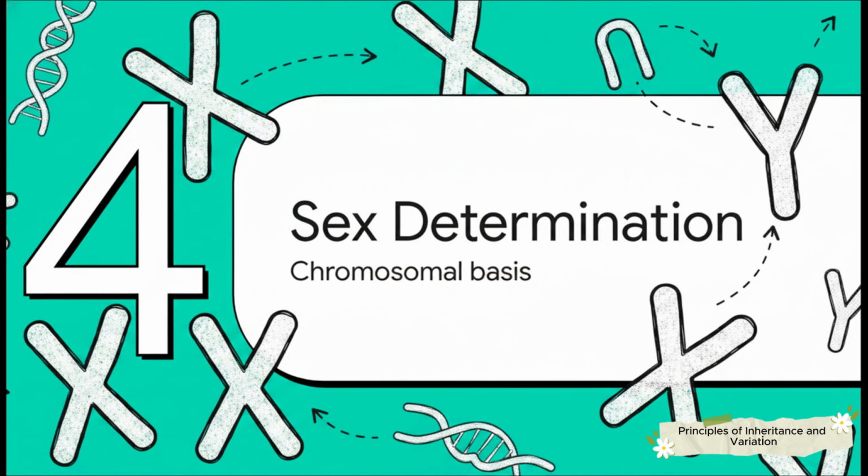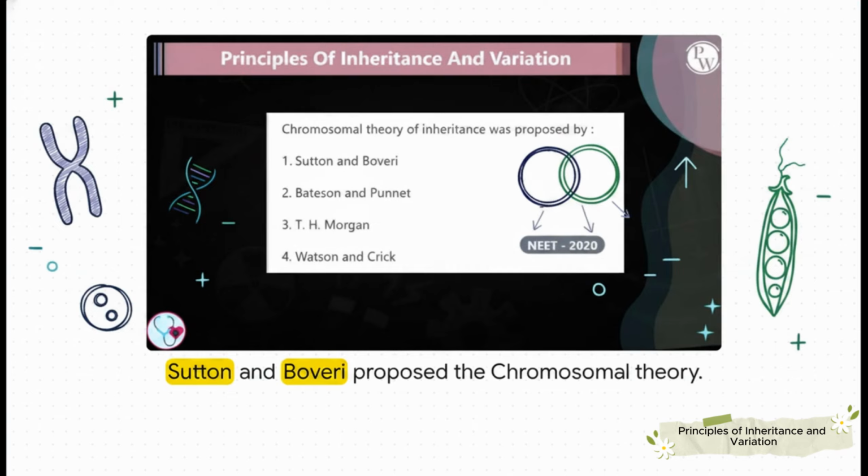All right, part 4, chromosomes and sex determination. Take a look at this actual past exam question. You absolutely must remember these names. Back in 1902, Walter Sutton and Theodore Boveri noticed that chromosome behavior during cell division perfectly matched Mendel's theoretical factors. They actually united these concepts to propose the chromosomal theory of inheritance, proving that genes physically sit on chromosomes.